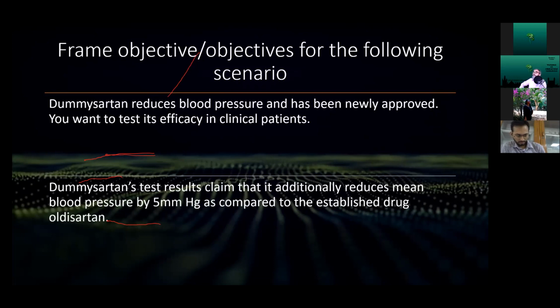The SPIRIT protocol, and I don't know about the CONSORT one, but the SPIRIT one clearly says that you should write your hypothesis within the objectives, non-inferior or superior, use that one. So that is that. And this is where to measure difference in mean blood pressure of mild primary hypertensive patients on dummy-sartan as compared to oldie-sartan.